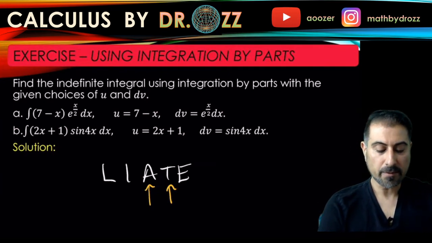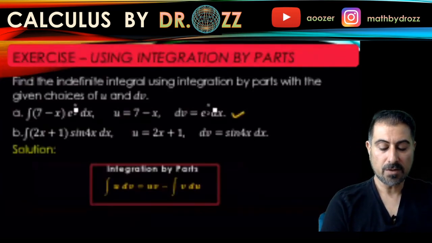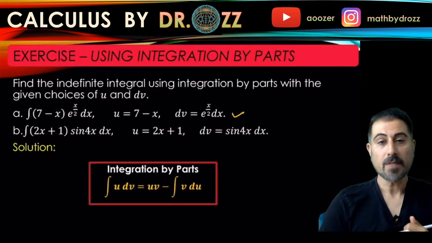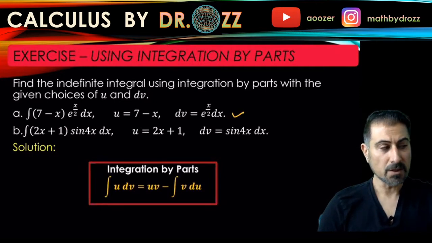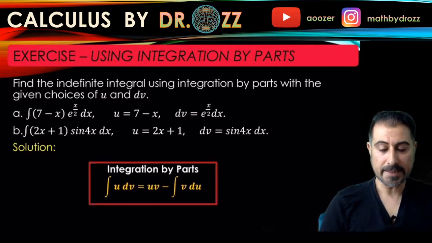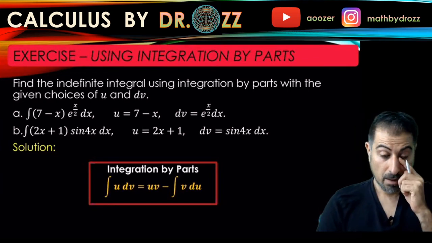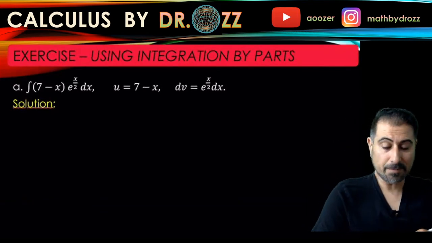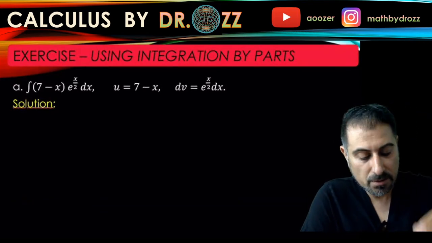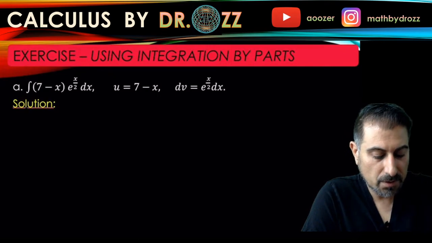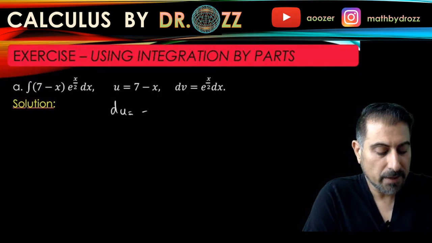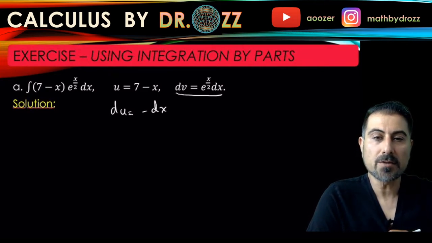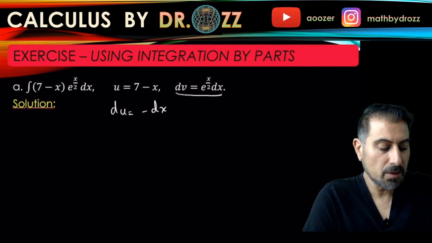Let me also remind you of the integration by parts formula. We have the integral of u dv is equal to uv minus the integral of v du. So what I'm going to do here is use this formula together with LIATE to make this work. All right, so let's look at this question, which is nice enough to provide you u and dv. So du is negative dx, and then I should integrate dv. You have e to the x over 2, and v is integrated as 2 e to the x over 2.